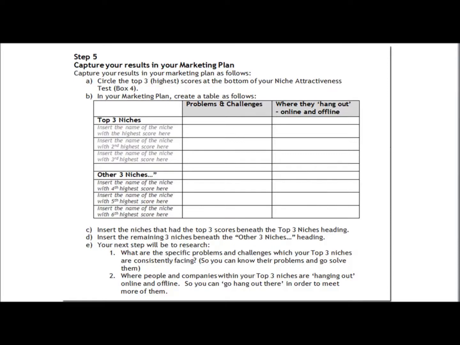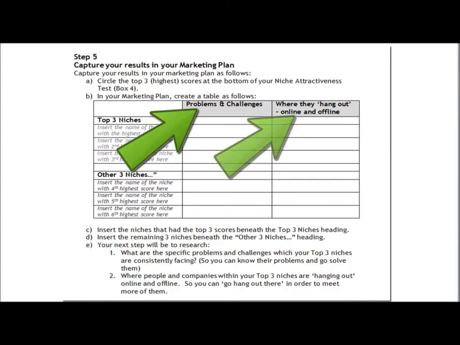Now here's something interesting for you. Once you know which niches you should be targeting, the next important thing to complete, and this will actually be a home play, is what are the problems and challenges of the niche, and where do they hang out, online and separately, offline. Hangout being, where do they congregate?